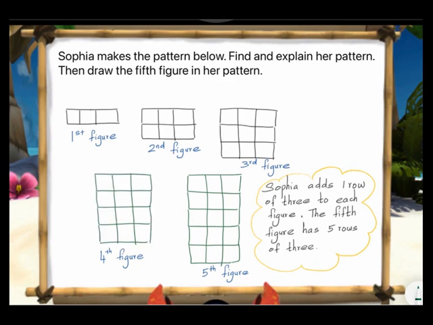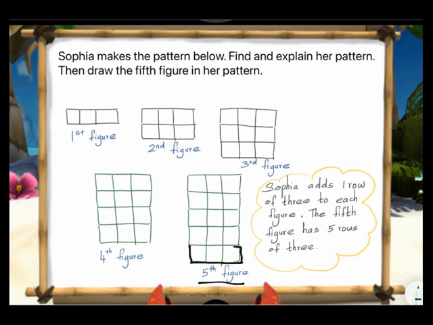So now we can guess how the fifth figure will look, because if you see in the first figure, second figure, third figure and fourth figure, what Sophia has done is she has added one row of 3 to each of the figures. So in the first figure there is one row, in the second figure there are 2 rows of 3, in the third figure there are 3 rows of 3, and in the fourth figure there are 4 rows. So in the fifth figure there must be 5 rows.